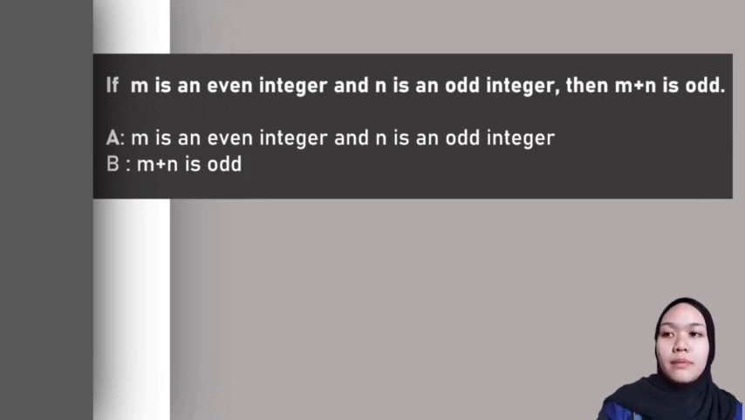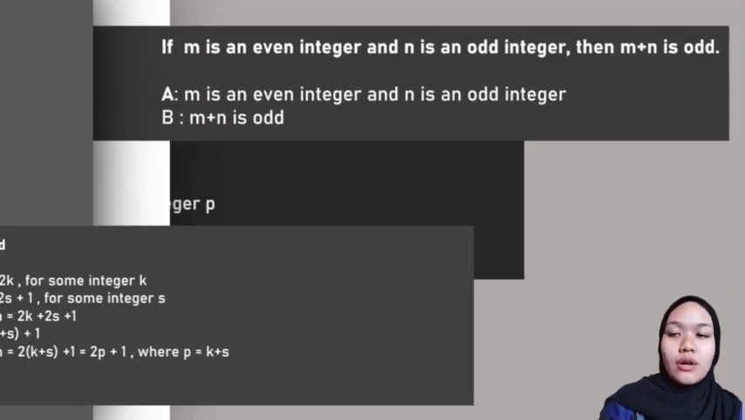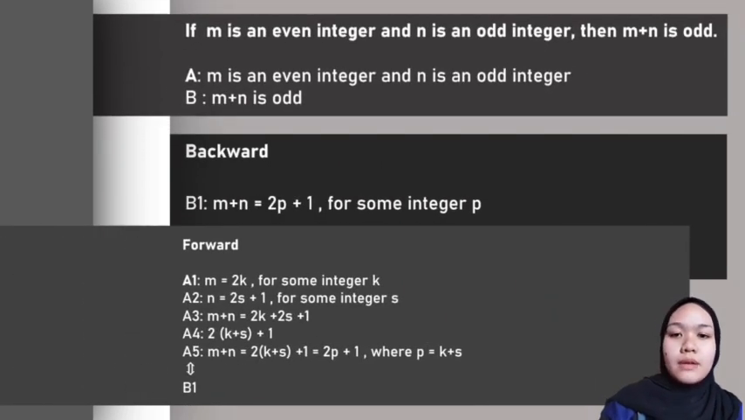So we need to do the backward process. In order to do the backward process, we need to find the definition of an odd number. So our B1 would be m plus n equals 2p plus 1 for some integer p. And now we're going to proceed to our forward method, where we'll get our A1. We need to find the definition of an even number since m is an even integer. So our A1 would be m equals 2k for some integer k. Next, we need to do the same thing for n, but instead we need to find the definition of an odd number. So our A2 would be n equals 2s plus 1 for some integer s.